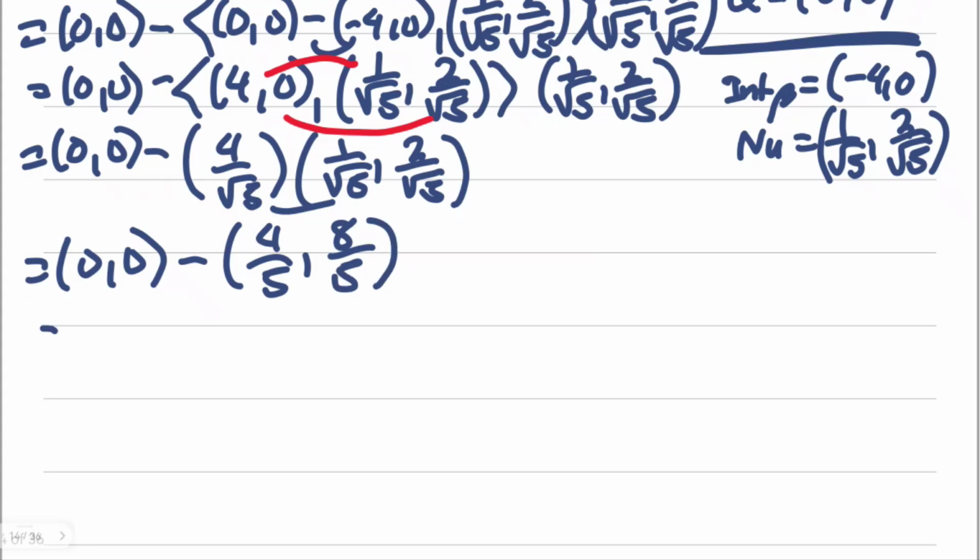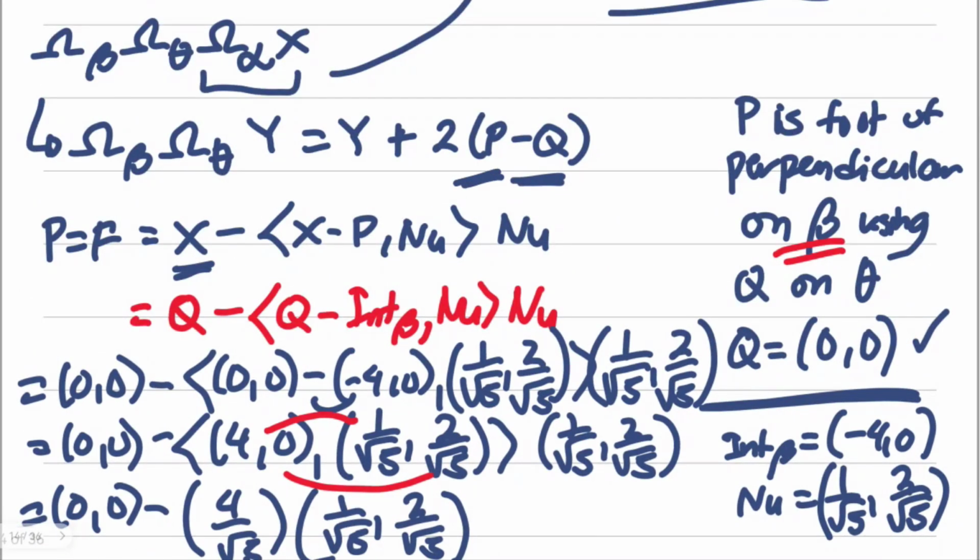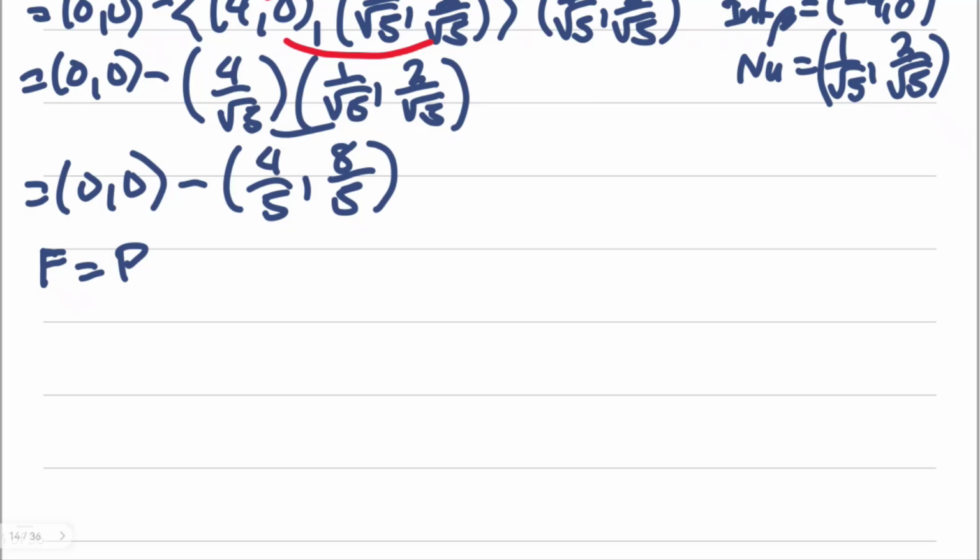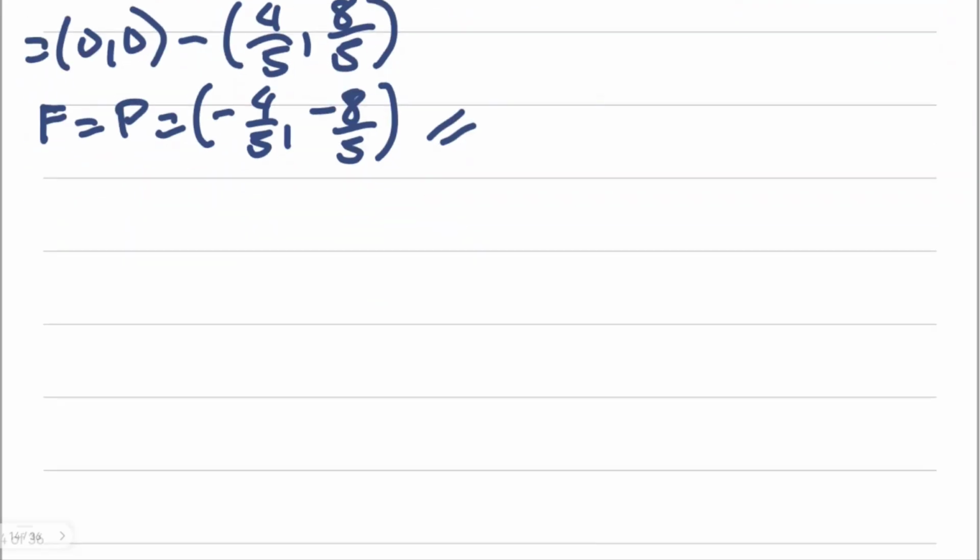Since the first point is 0, we would know that our foot, which is equal to our P intended for our translation here, is actually equal to negative 4 fifths and negative 8 fifths. Okay? Negative 4 fifths and negative 8 fifths. This time, we now have our P. So let's now solve for the final.